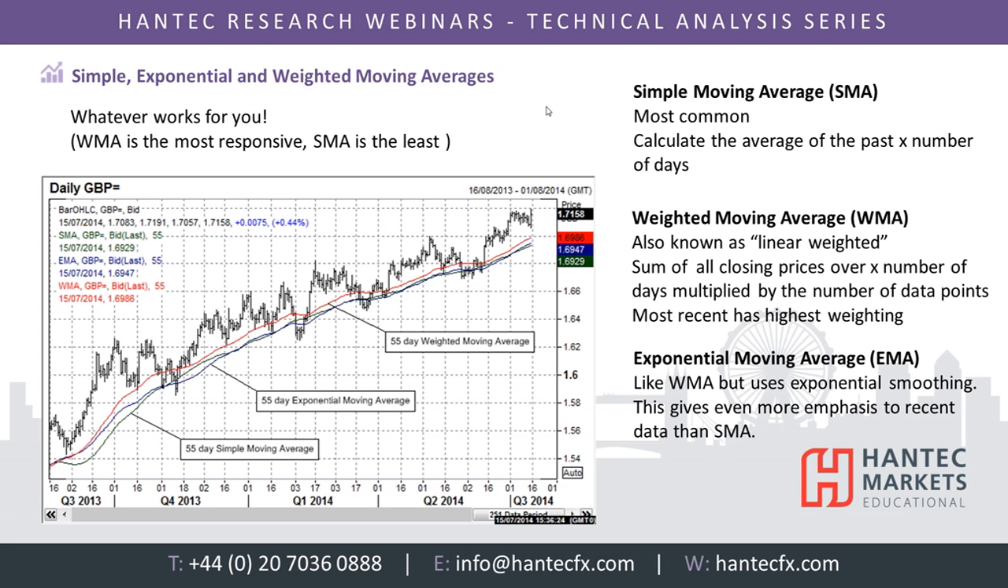Some people like it because it is more responsive, but the argument against it is the fact that, as I said before, it can give you more false signals when you use it. So that is the argument against it. But the third one, exponential, is a similar sort of basis to weighted moving average, but the calculation uses an exponential smoothing method rather than a linear smoothing method.